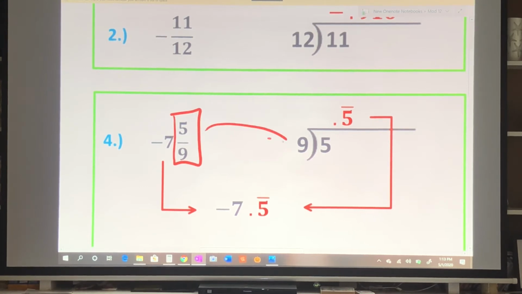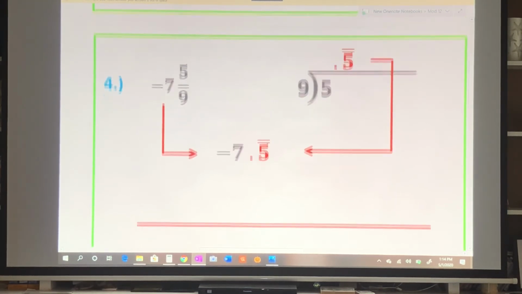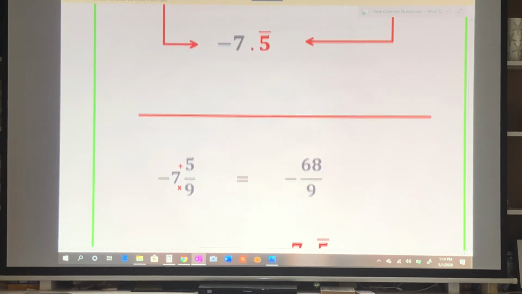5 divided by 9, it's going to be 0.5555555555 and so on. Put a bar over it, and it'll stop, or smack yourself in the back of the head. Either way. And you're going to get negative 7.5 with a bar. That's the way I do it. I just mess with the fraction, leave the whole number alone. Okay, some people do it this way. You got to multiply, add.